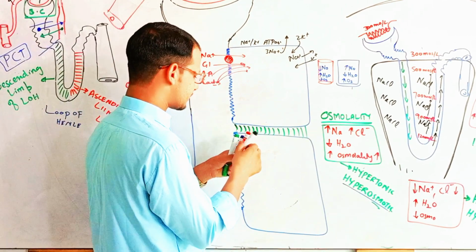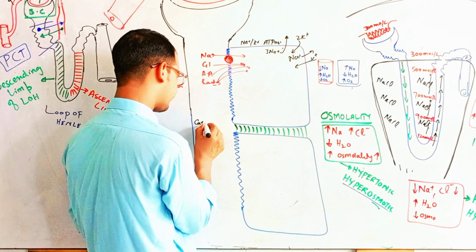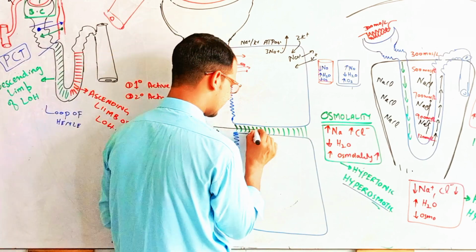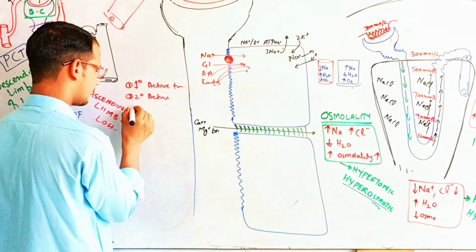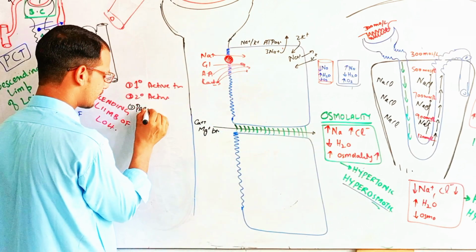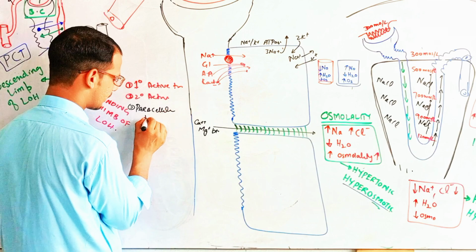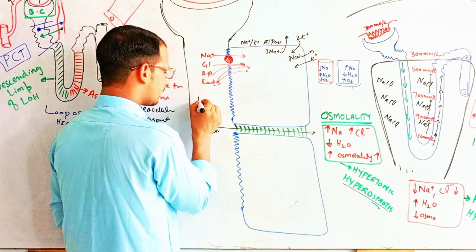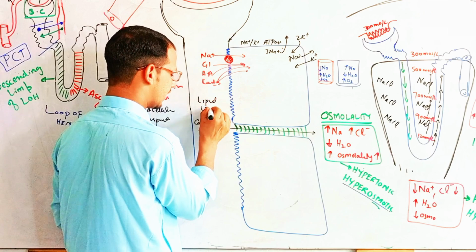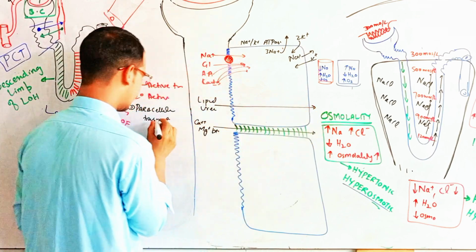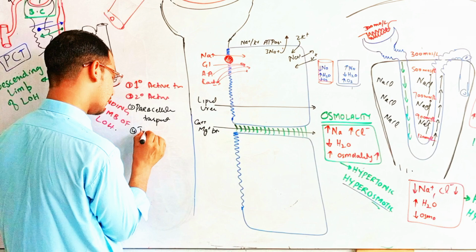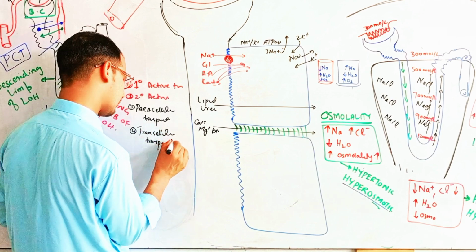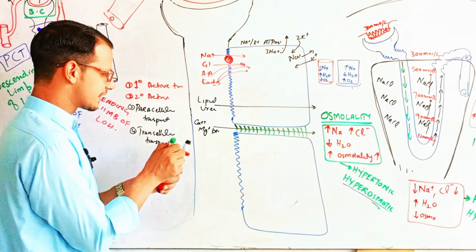What is the next thing? The next thing is calcium, magnesium and potassium, following paracellular transport, right? Lipids and urea follow transcellular transport.